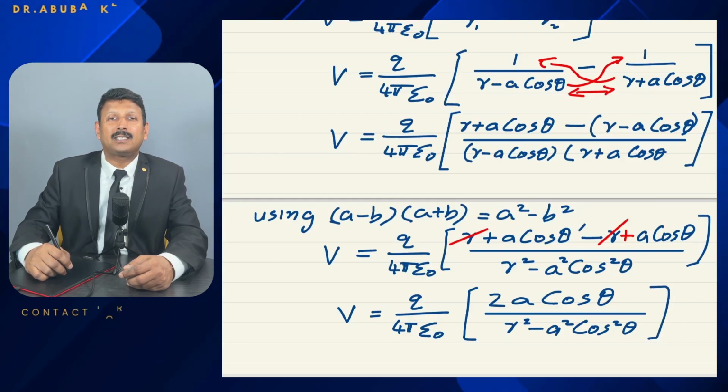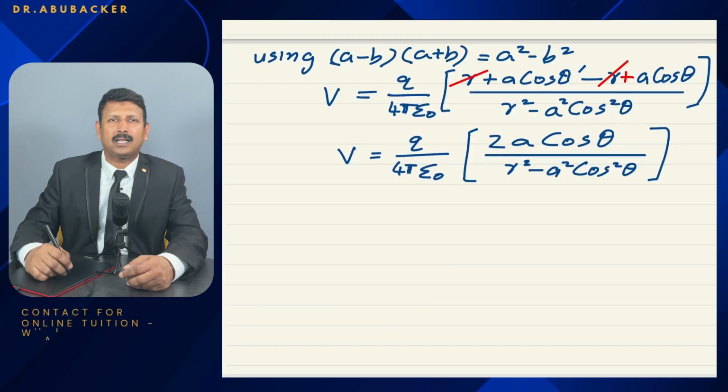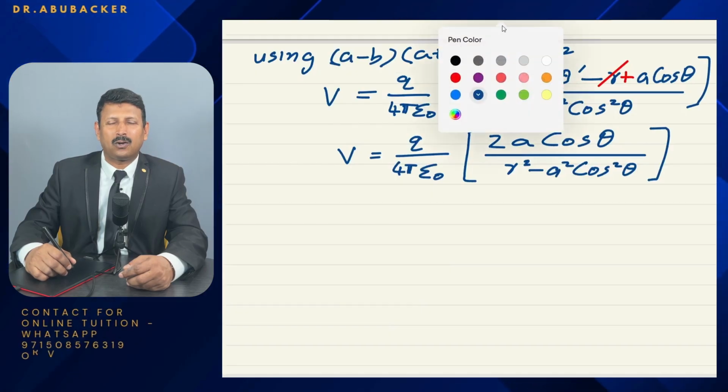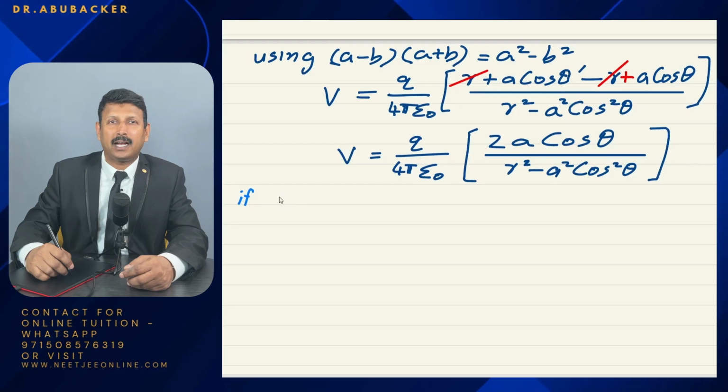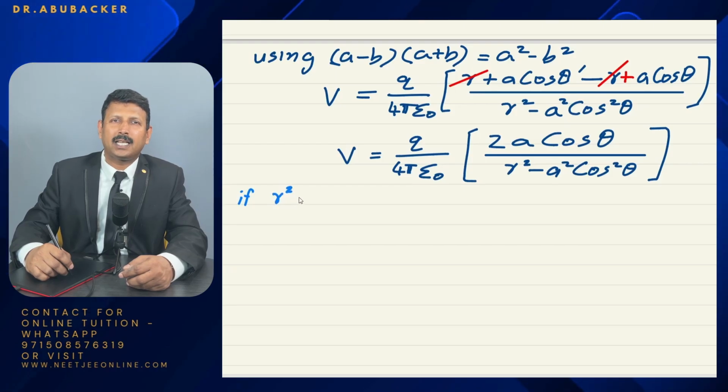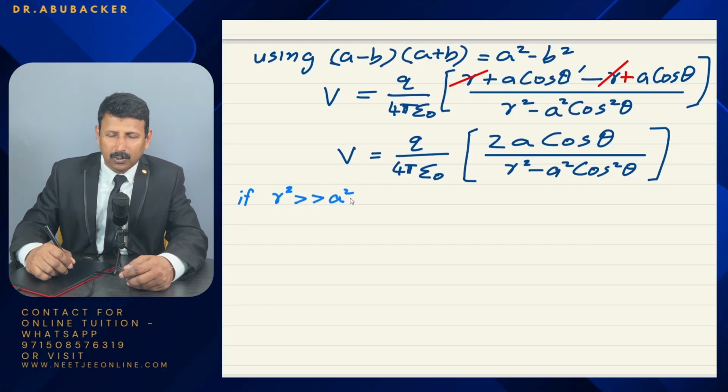Now considering the special condition, the derivation is almost over. Only one thing is missing, that is the electric dipole moment, which we can identify from the equation. That later stage we can do. First we apply one condition.